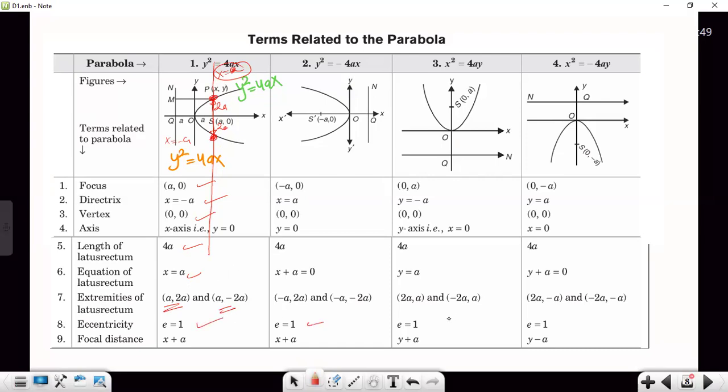Eccentricity is always 1 for every kind of parabola. The focal distance is x plus a. What is focal distance? A chord of a parabola passing through the focus is called the focal chord. So the focal distance is x plus a. These are some details about a right-handed parabola.